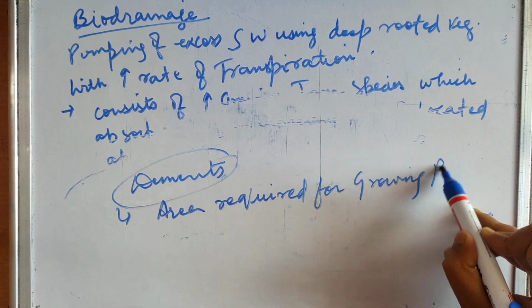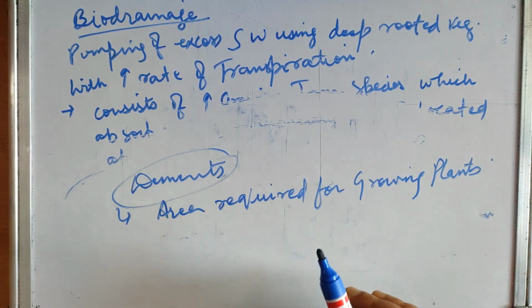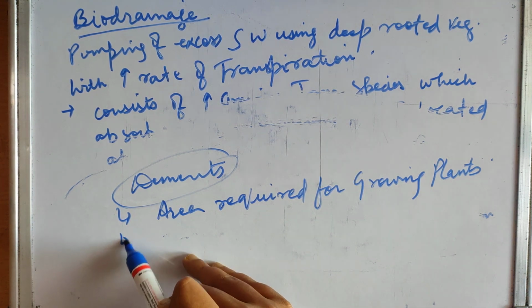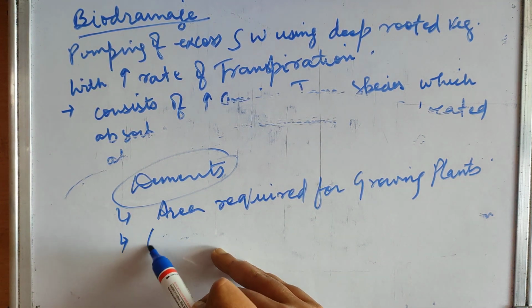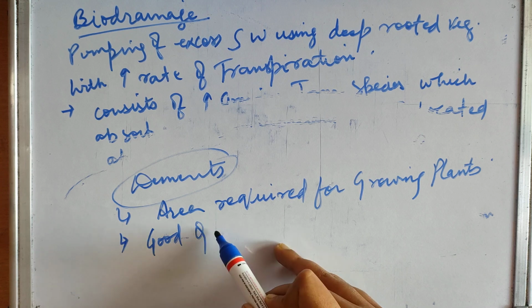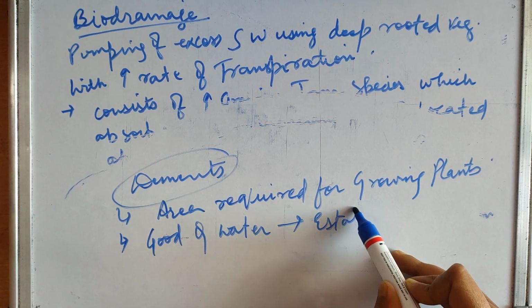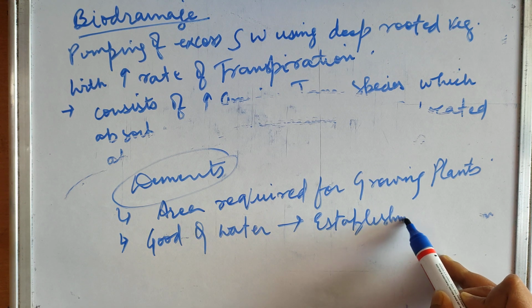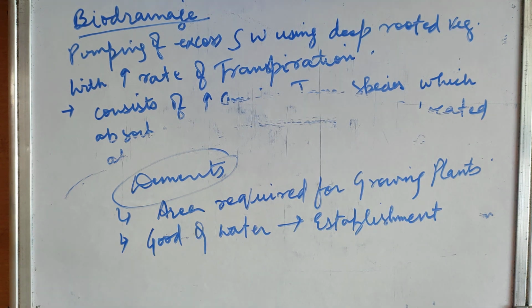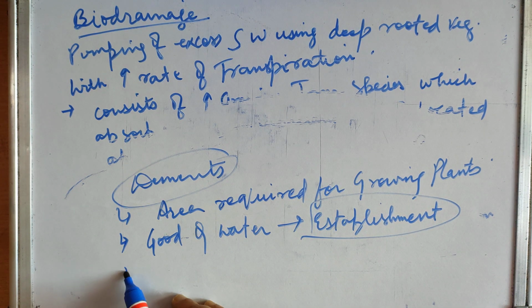Good quality water should be available for plant establishment. Good quality water is needed during the establishment phase, because a plant cannot survive in bad water. Although it has a high transpiration rate after it grows up, while we are planting, we need good quality water.